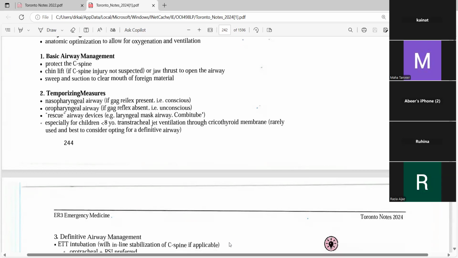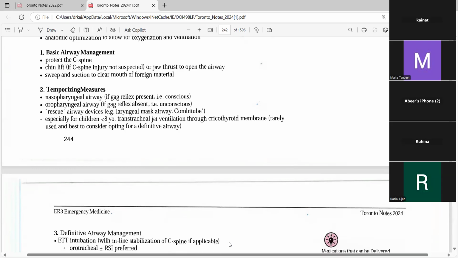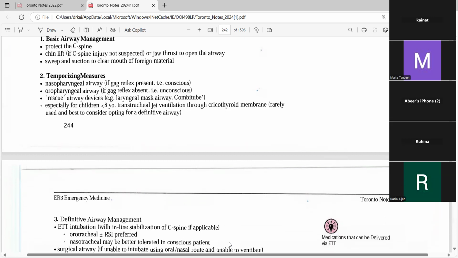Then rescue airway devices like laryngeal mask airway, combitube. Then especially for children less than 8 years, we go for transtracheal jet ventilation through the cricothyroid membrane, rarely used because it's mainly the pediatricians who usually deal with this kind of thing for children.